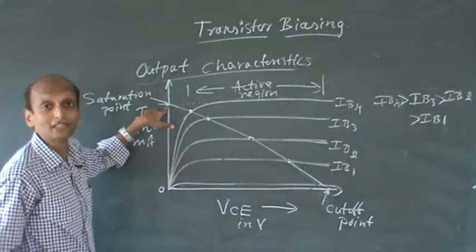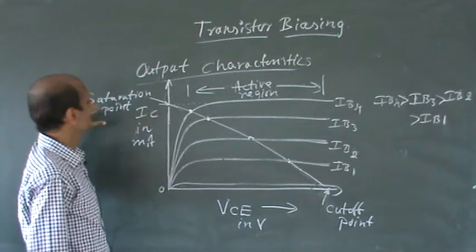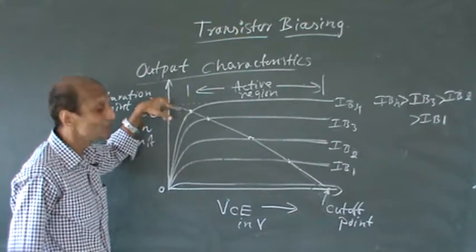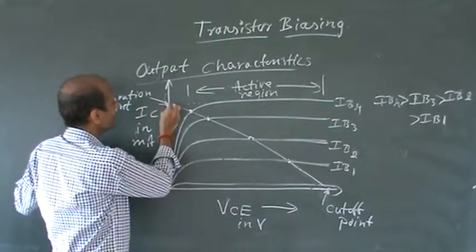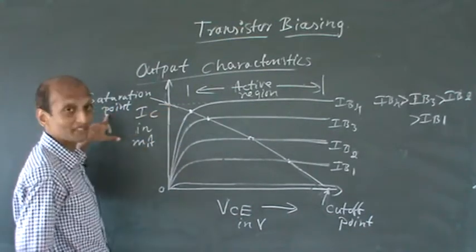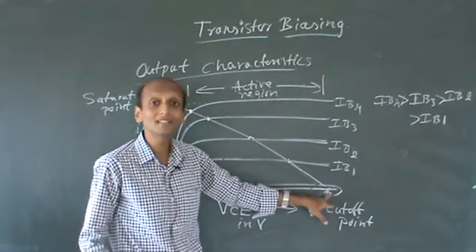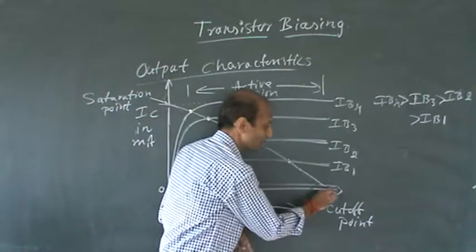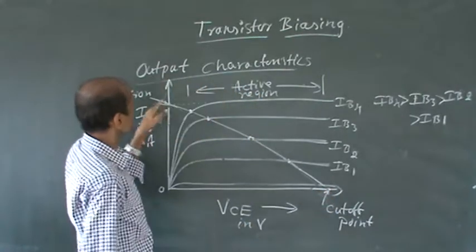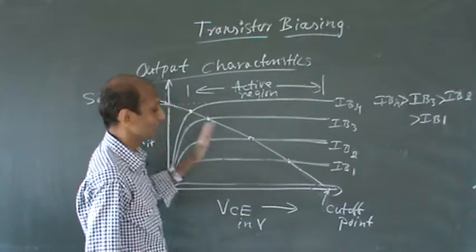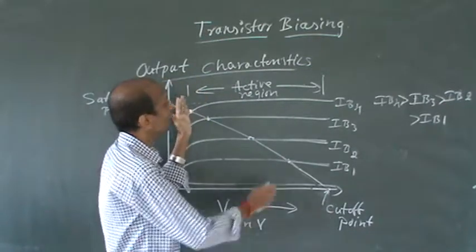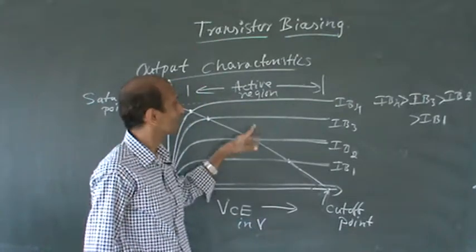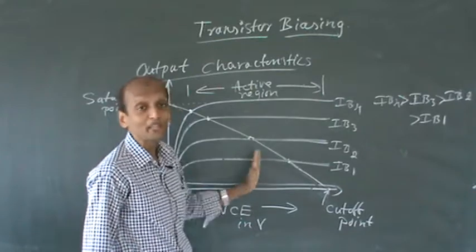So this is the maximum point. That is why this is called the saturation point. This is the maximum current you can expect through your transistor. And here this is the minimum current, so we call this the cutoff point. So this is the saturation point and this is the cutoff point, and the operating point should be at the center of the DC load line, or we can say the active region.